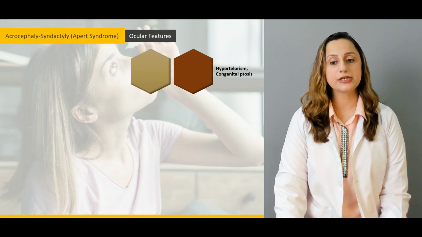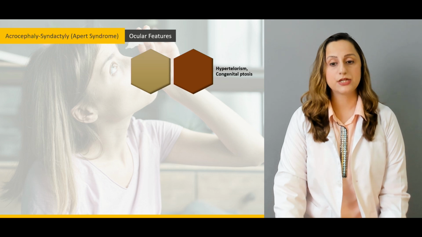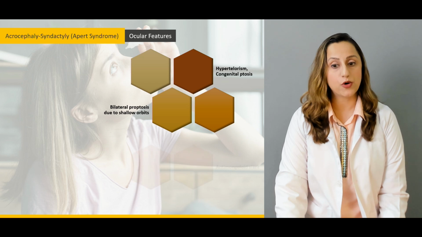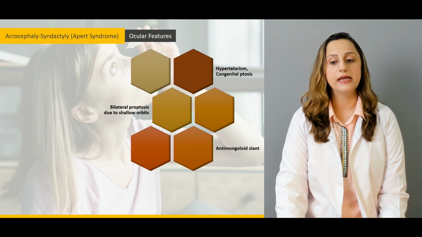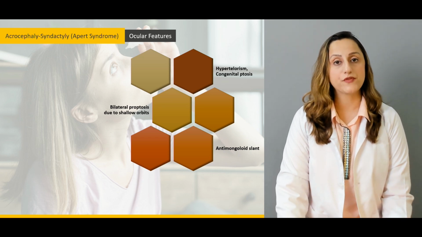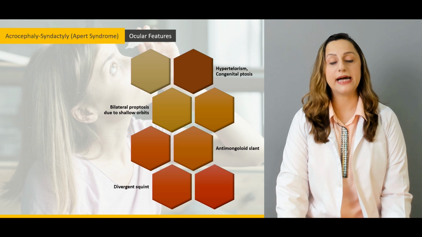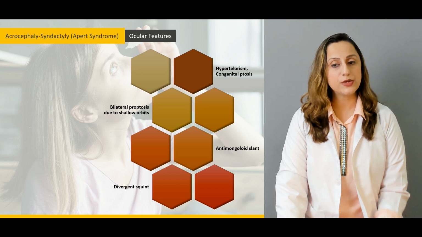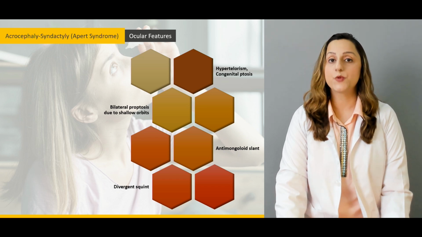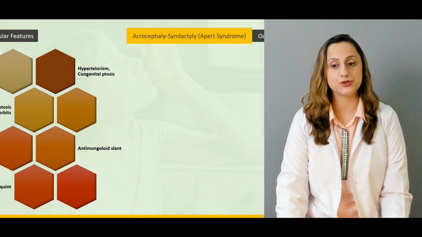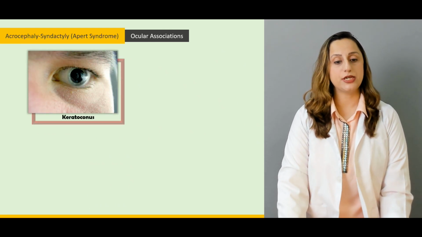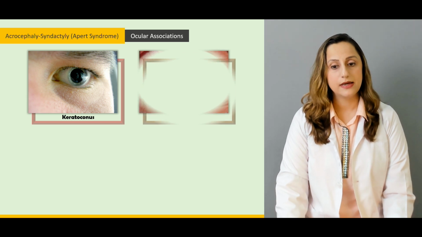The ocular features would consist of hypertelorism, congenital ptosis, and bilateral proptosis due to shallow orbits. Then we have the anti-mongoloid slant, which is again one of the features of Apert syndrome, and a divergent squint. So you can collectively summarize the ocular features that are quite particular to Apert syndrome. The other ocular associations would be keratoconus that is observed.